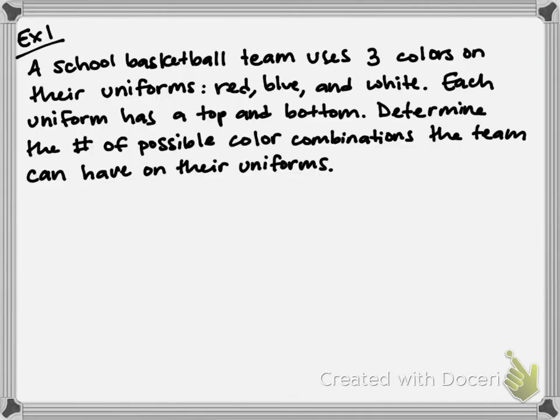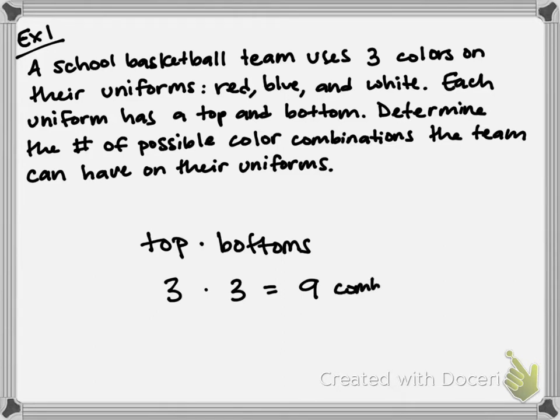A school basketball team uses 3 colors on their uniforms, red, blue, and white. Each uniform has a top and a bottom. Determine the number of possible color combinations the team can have on their uniforms. So we're going to multiply the tops times the bottoms. How many colors can we use on top? 3. How many can we use on bottom? 3. So we have a total of 3 times 3, or 9 combinations.